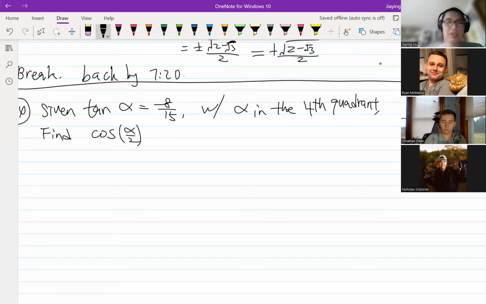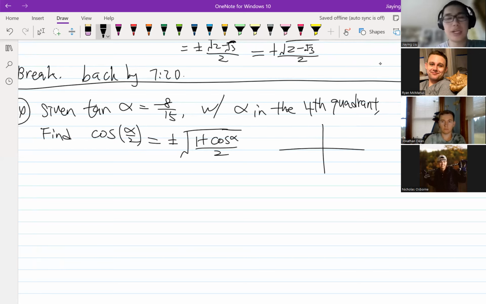And in order to do that, we're just going to use the half angle formula, which is equal to plus or minus square root of 1 plus cosine alpha over 2, all underneath the square root. And from here, we don't have a cosine alpha. If we had it, then we could just plug in directly. But what we have is tangent alpha, which is -8/15.